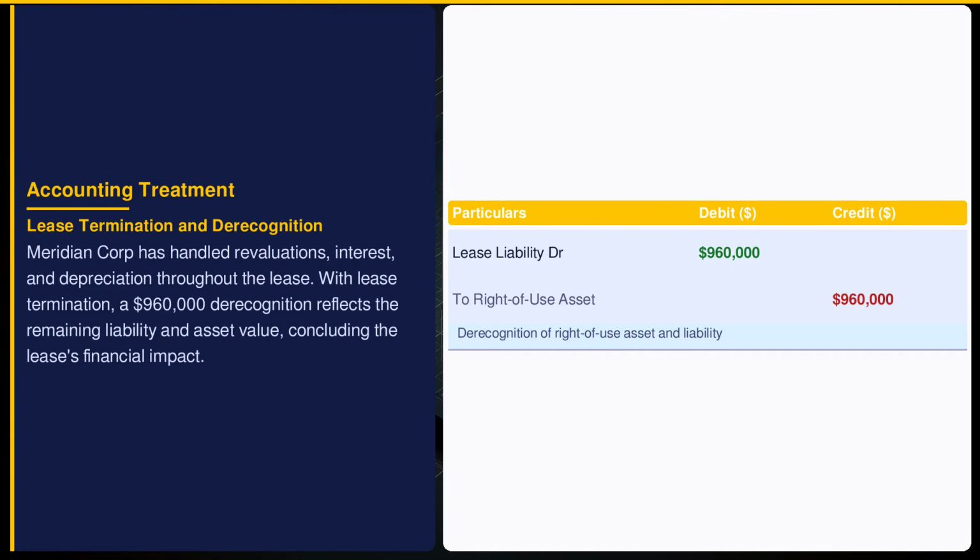Lease termination necessitates de-recognizing both the right-of-use asset and lease liability. Meridian Corporation's $960,000 derecognition aligns remaining balances, signaling lease completion. This step ensures all related financial impacts are nullified, adhering to International Financial Reporting Standards that mandate the removal of expired contracts from financial statements, maintaining accuracy and relevance.